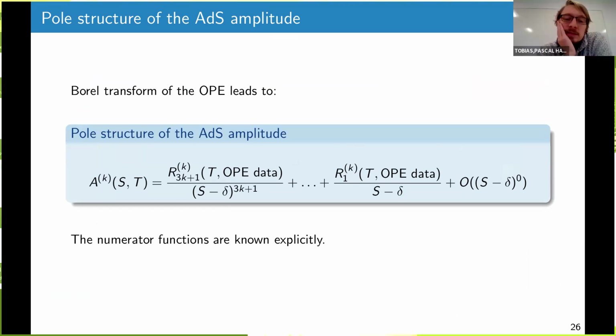Actually, it depends on the pole how much unknown data it depends on. For example, the highest order pole is always completely fixed by OPE data from the previous order. So only the single pole depends on all the new OPE data.